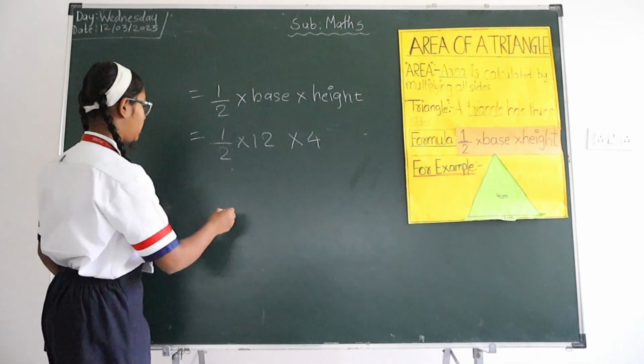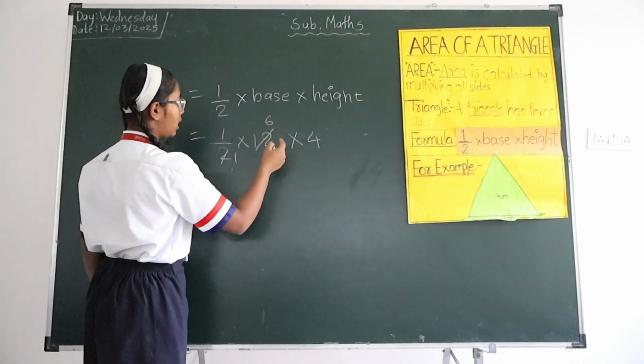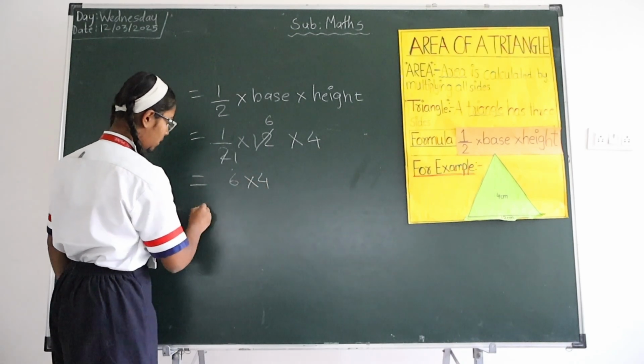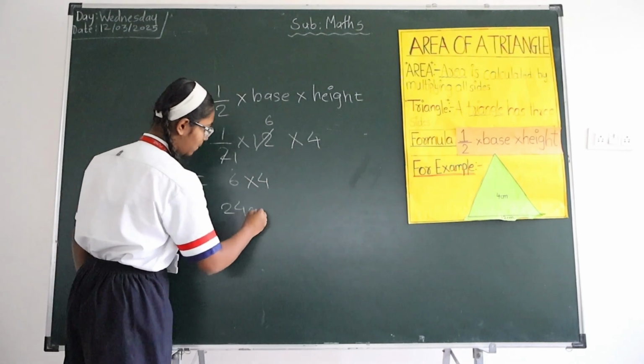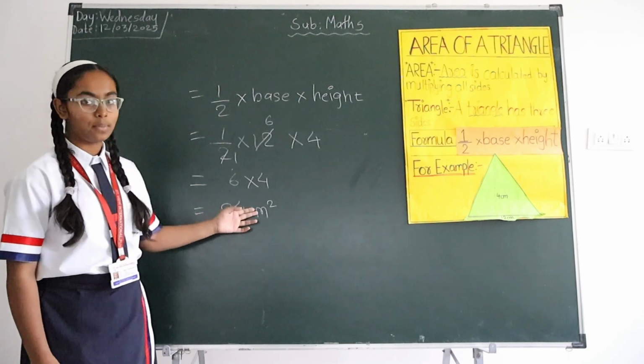Now let's solve it. 2 ones are 2 and 2 sixes are 12. Now let's multiply these two. 6 fours are 24 centimeter square. Now the answer we got is 24 centimeter square.